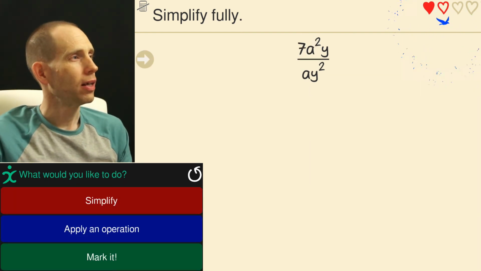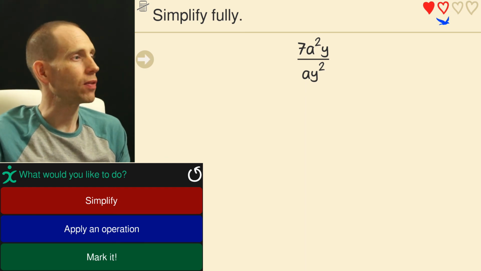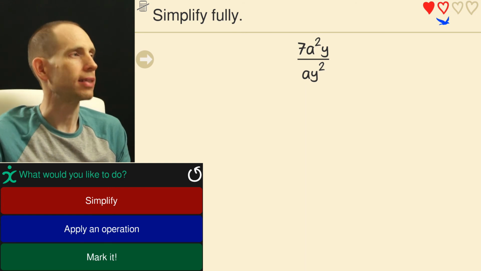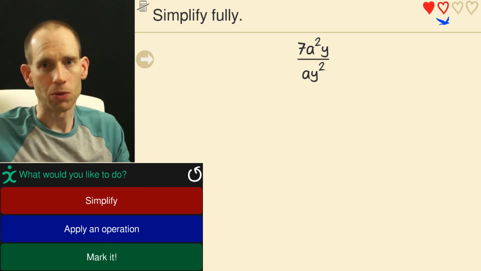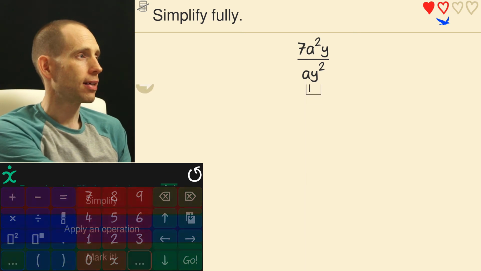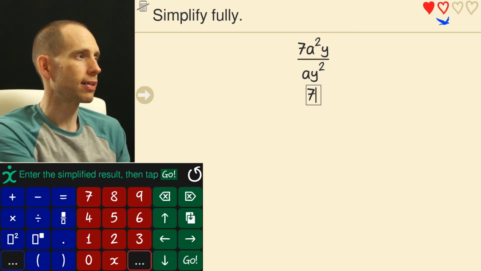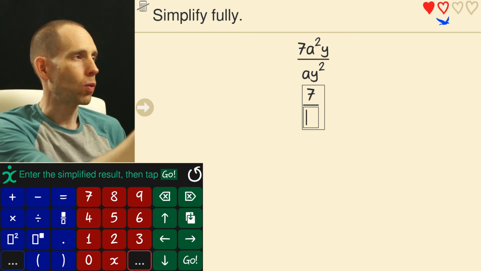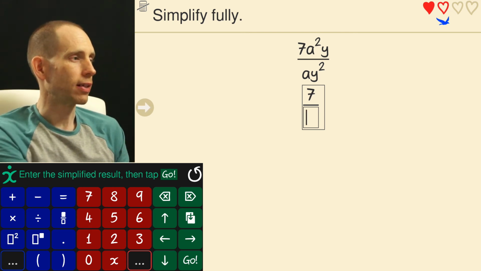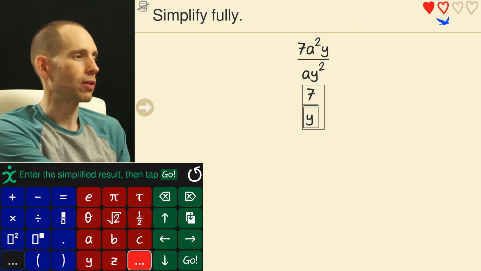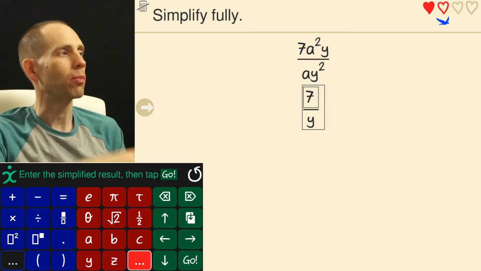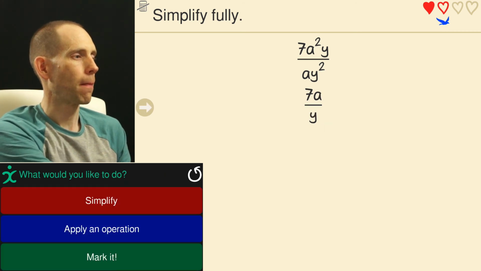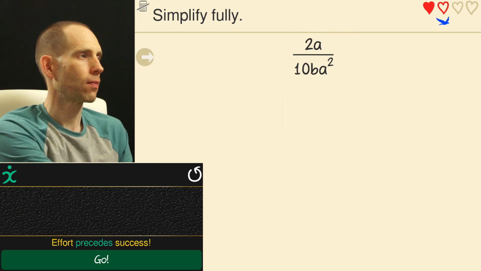Go into independent mode now, so it's not going to tell me if I've got the step right until I click mark it. Again, it's not going to be relevant so much until you get onto the types of tasks where you've got more than one step. So here, I think the 7 is not going to cancel with anything, so that's going to stay there. That's divided by, so I've got 1y on the top and 2 y factors on the bottom, which means there'll be 1 left on the bottom. And a's, the 1 on the bottom will cancel with one of the ones on the top, leaving the other one. There we go. Okay.